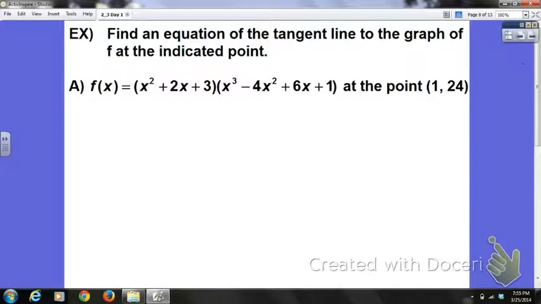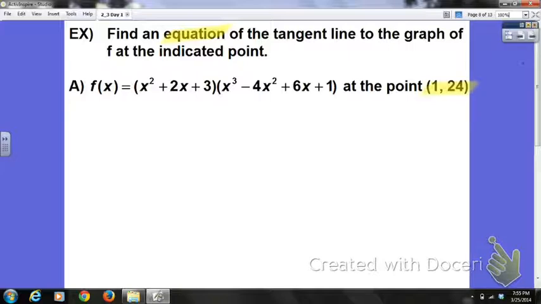Here's our next example, which is asking us to take it a little bit farther. It says find an equation of the tangent line to the graph of f at the indicated point. So if we're finding an equation, we need a point, which we do have, and we need the slope. In order to find the slope of a tangent line, we know that we need to find the derivative. In order to calculate this derivative, we need to use our product rule.